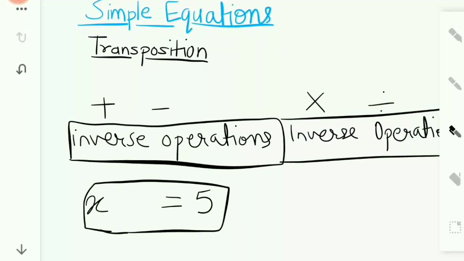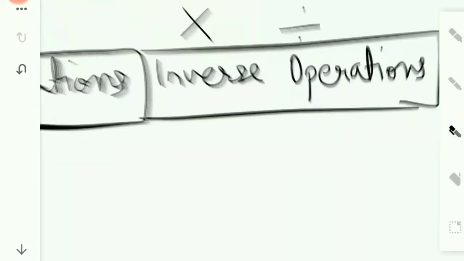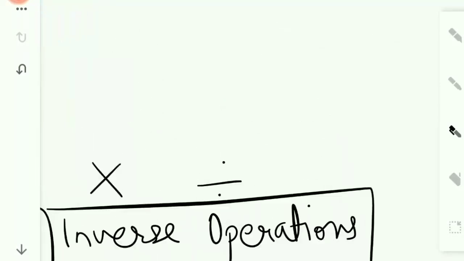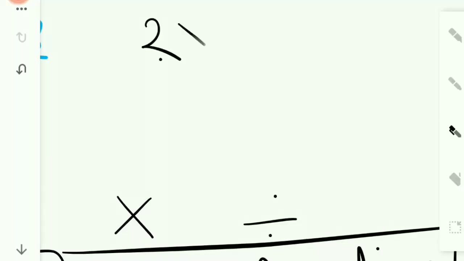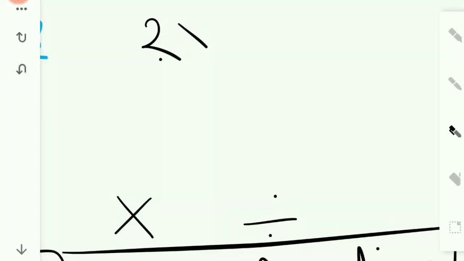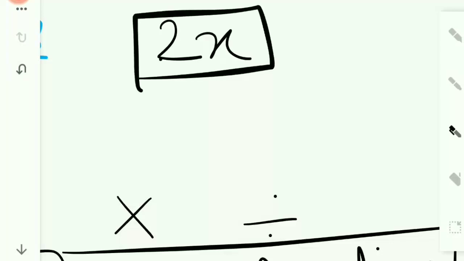Understood? What is inverse operation? Similarly, for multiplication, if I have 2x, it means 2 into x. We don't have to write this multiplication sign; we can directly write 2x. So this means 2 into x.